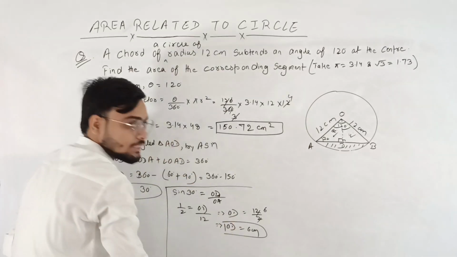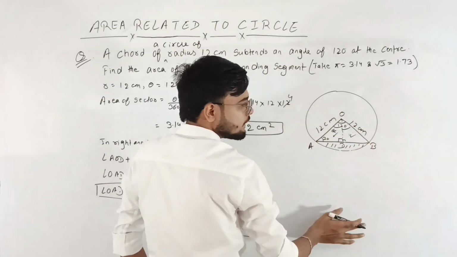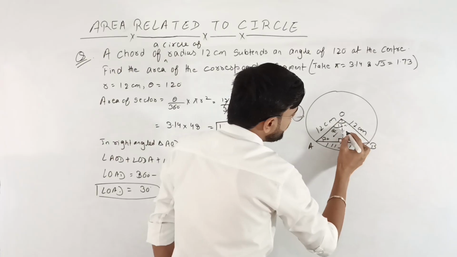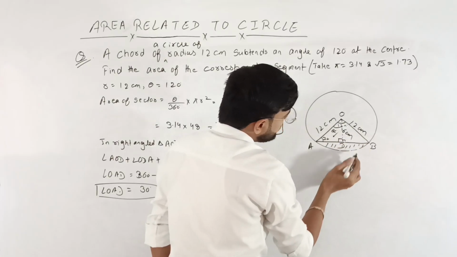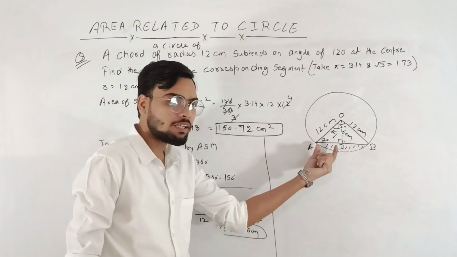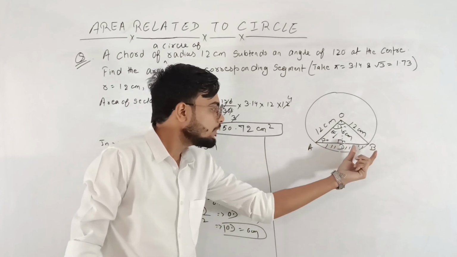So from here OD is 6 centimeter. Okay, first write OD is 6 centimeter. Now I have to find AB. Now for AB, first I find AD. Then AD plus DB is AB.